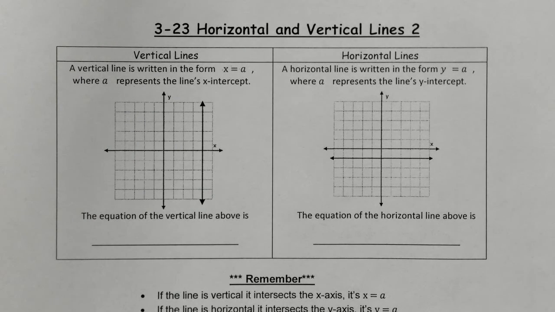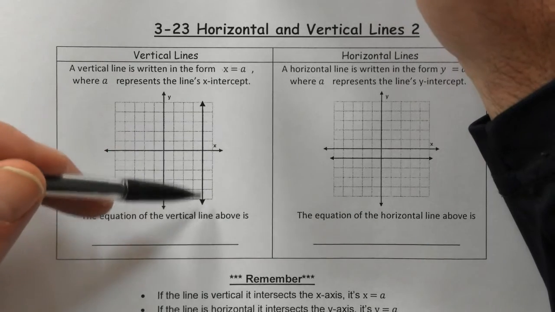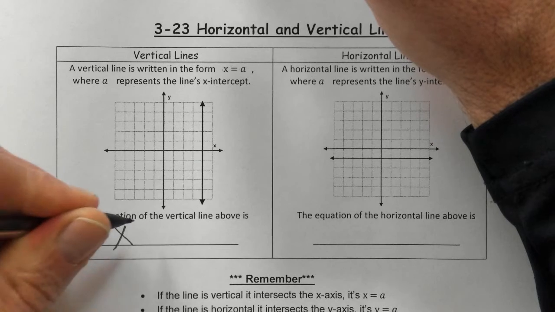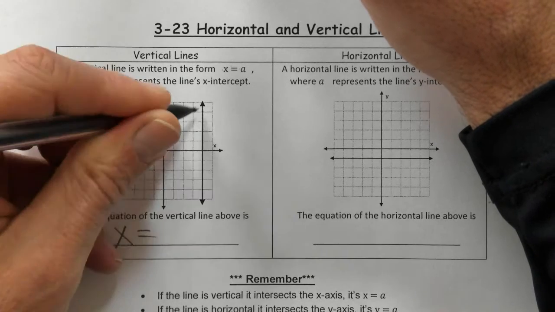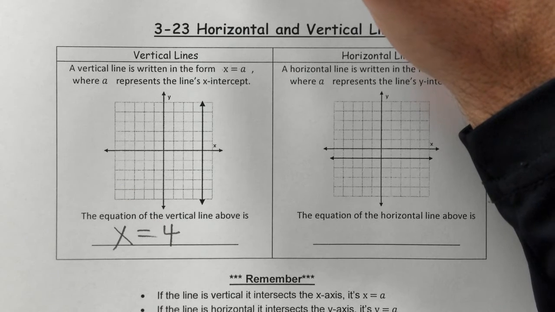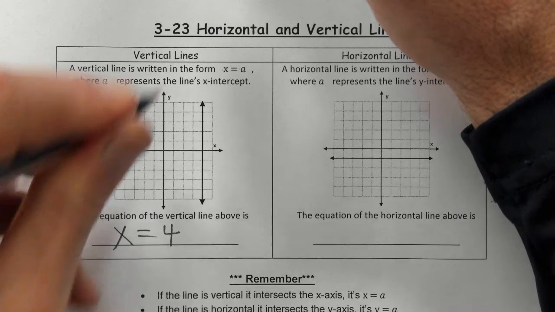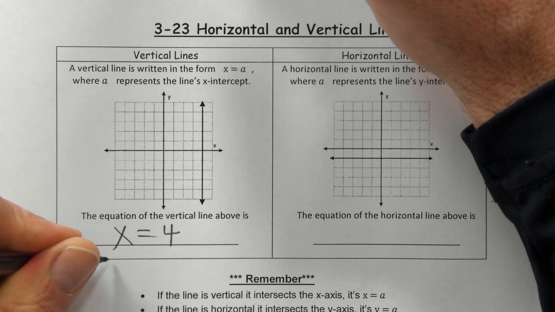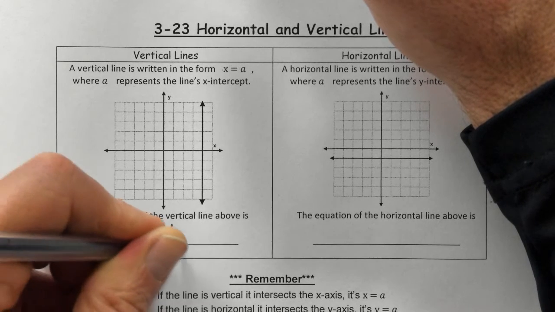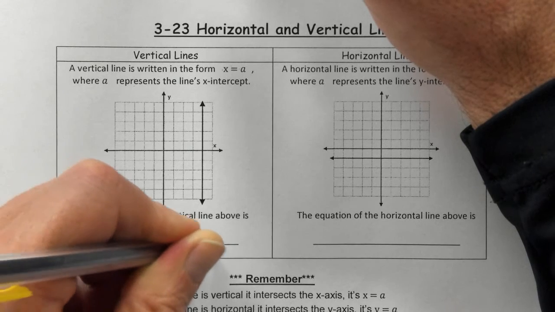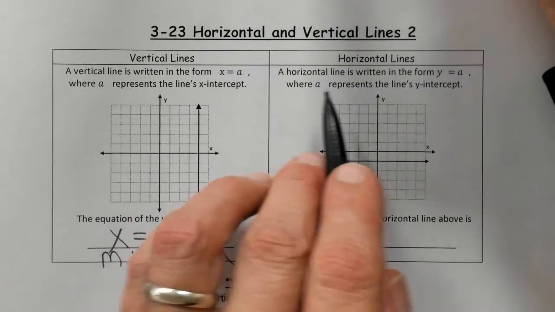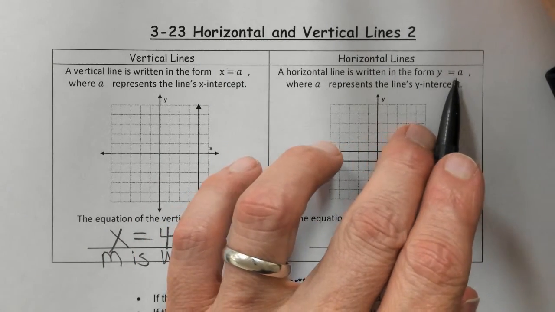And so, once again, if I was trying to write the equation of this line, I know that it is vertical, so it's going to be x equals where it crosses the x-axis. In this case, it's 4. And don't forget what we mentioned last time. When you have a vertical line, the slope is undefined. All right, undefined slope.